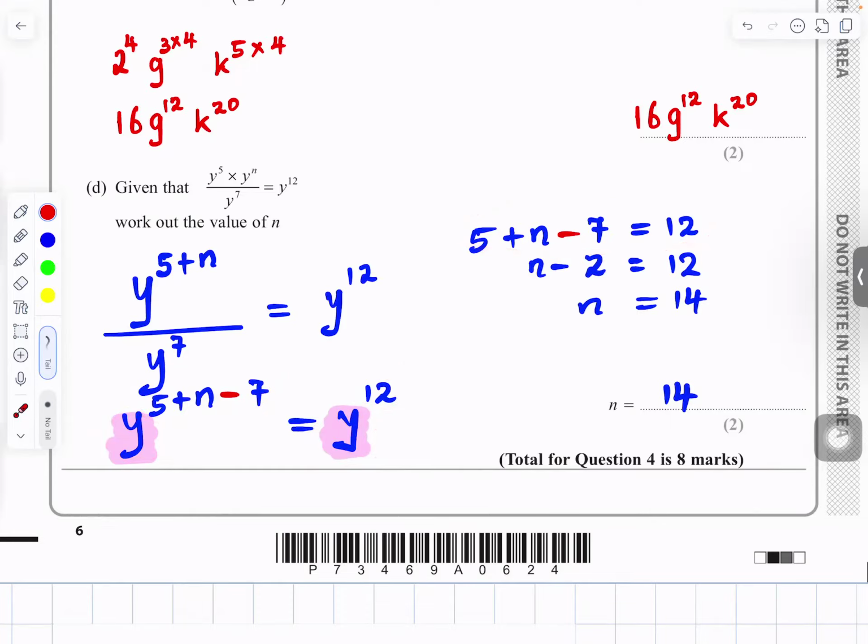You want to solve that. 5 take away 7 is minus 2. And then n minus 2 equals 12. So you add 2 to both sides. So n becomes 14.